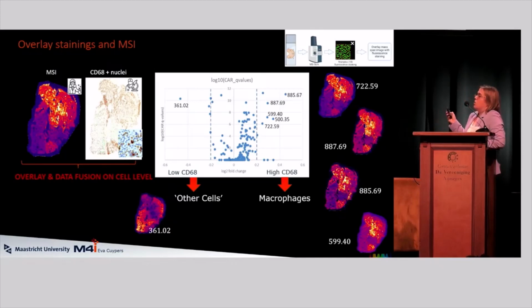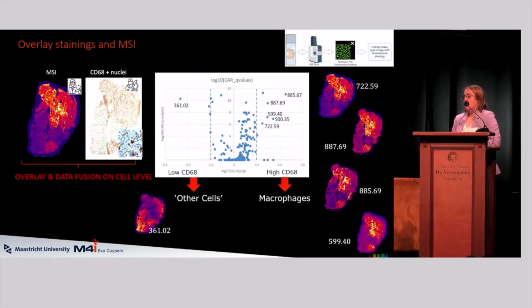And when we then go back to the images from the MSI, you see that the areas from these masses are indeed more or less showing the same distribution as where we saw the brown staining from the macrophages. It sounds very easy, again in theory and also in practice. What's the biggest challenge in this overlaying strategy?